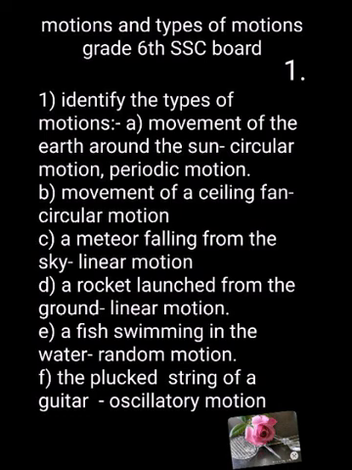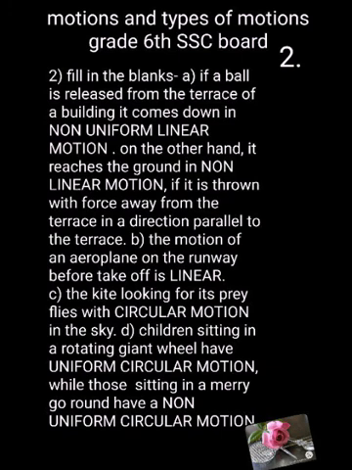Fill in the blanks. If a ball is released from the terrace of a building, it comes down in non-uniform linear motion. On the other hand, it reaches the ground in non-linear motion if it is thrown with force away from the terrace in a direction parallel to the terrace. The motion of an aeroplane on the runway before takeoff is linear.